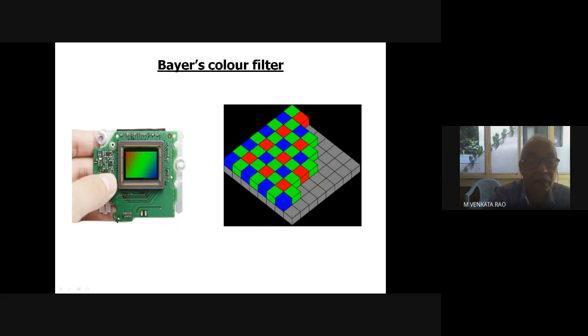Another important technology is the Bayer color filter. You have a camera in your own mobile. You take a color picture, and the moment you snap, you get a color picture. So how does each pixel see all 3 colors? This combination of RGB gives whatever color you want. You are getting color pictures just by clicking.